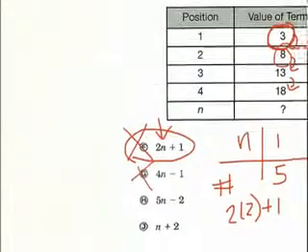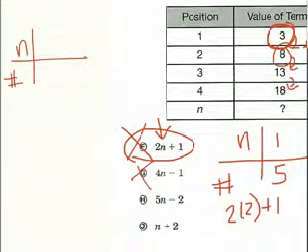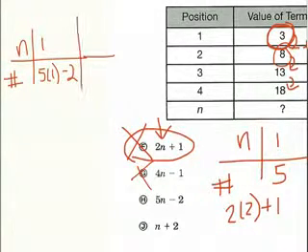Since I'm running out of space, I'm going to do it over here. So n and the number. I'm going to try 1. So this would be 5 times 1 minus 2. And that's going to give me 5 minus 2. So that is 3. Oh, looks like it's working.